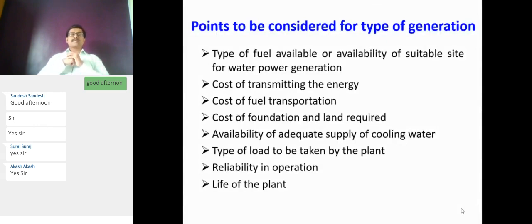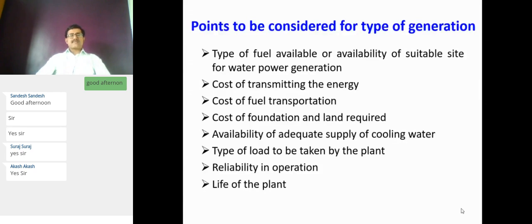Then the type of the load to be taken by the plant. Now this type of load means that the 4 or 5 different types of conventional power plant that we listed in the earlier slide are normally classified under 2 different headings. So that is one of the criteria for the classification.